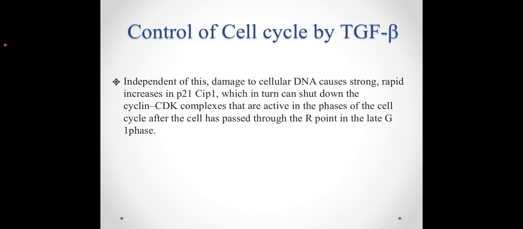Independent of this, damage to the cellular DNA causes a strong, rapid increase in P21 CIP1, which in turn can shut down the cyclin CDK complexes that are active in all the phases of the cell cycle after the cell has passed the R point in the late G1 phase.